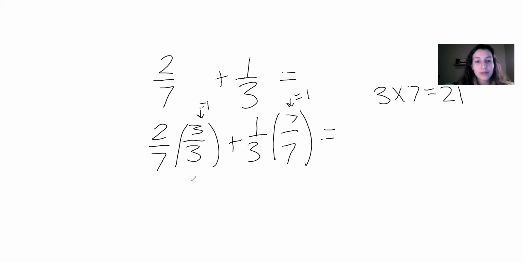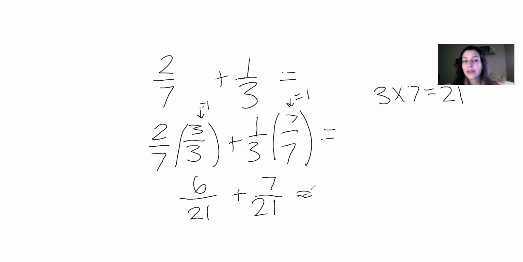So looking at the first term, we have 2 times 3 in the numerator, that's 6. 7 times 3 in the denominator, that's 21. And for the second term, we have 1 times 7, that's 7, over 3 times 7, that's 21. So we were still able to get the same denominator, even though it wasn't easily obvious what denominator value to choose.